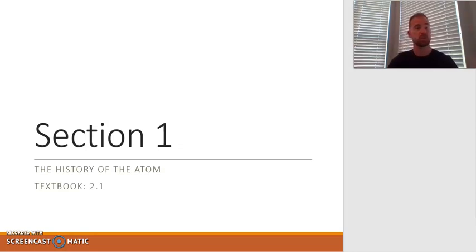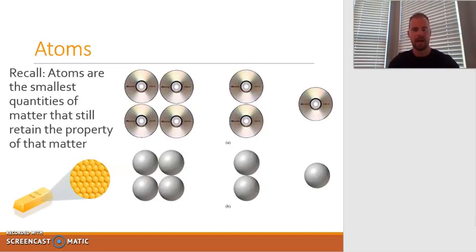In section 1, which is what this video will cover, we're going to talk briefly about the history of the atom. And so recall that we talked about in topic 1, atoms are the smallest quantities of matter that still retain the properties of that matter. An example that we talked about in topic 1 was, take for example a gold bar. This gold bar is only made up of one type of atom, and that would be gold atoms. Now this gold bar has a particular set of properties. It has a melting point, it has a boiling point, it has a density, etc.